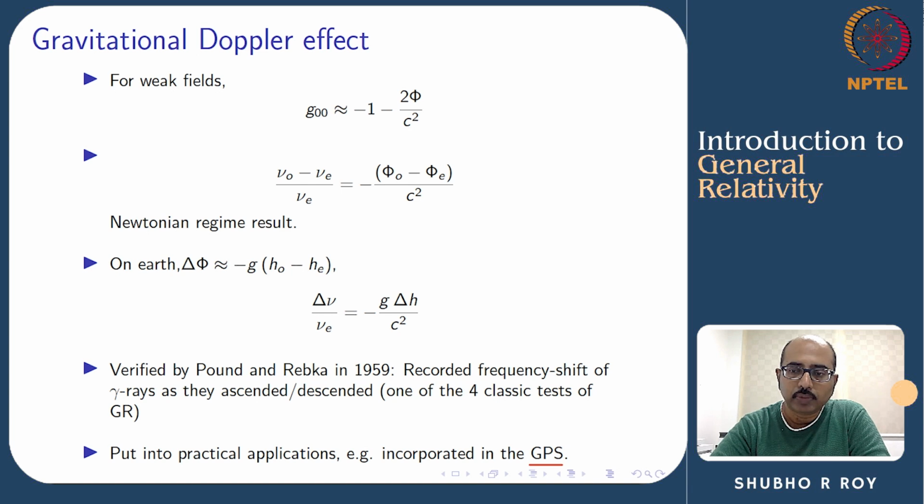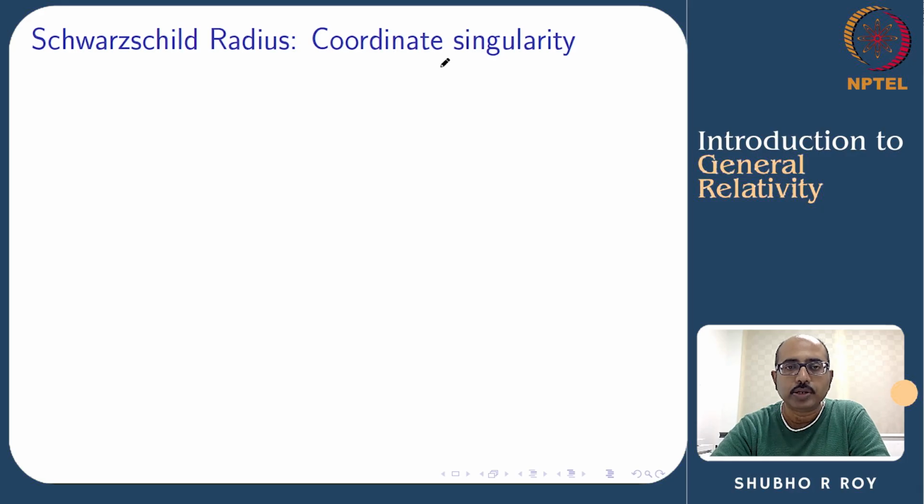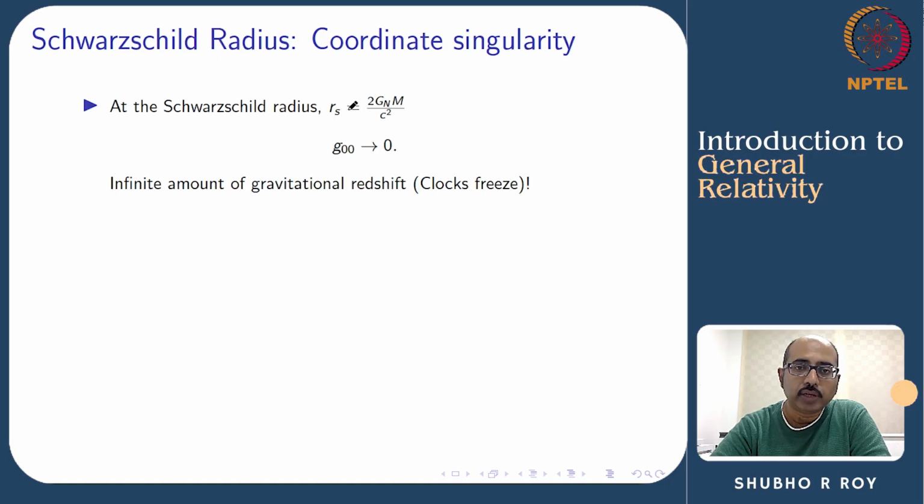All right, with that we will conclude our discussion of the gravitational Doppler effect. And now we move on to this peculiar phenomenon, which is the Schwarzschild radius, or the coordinate singularity at the Schwarzschild radius. So the Schwarzschild radius is defined by where this G00 factor goes to 0. Remember, G00 is 1 minus twice G Newton m over c squared. So at r equals rs, this is 0, which means this is equal to 1. That means you have rs equals twice G Newton m over c squared.